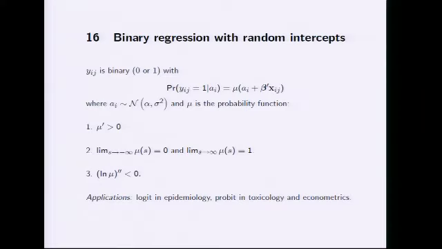So this is binary regression with random intercept. This is a very nice introduction to mixed models when it comes to binary data. So basically you have the same predictor as in the linear model, and mu is the inverse link, so I call it a probability function with these properties. So this is how you model the probability of Yij. When mu is a logit, you have logistic regression. When mu is a normal CDF, you have probit regression.